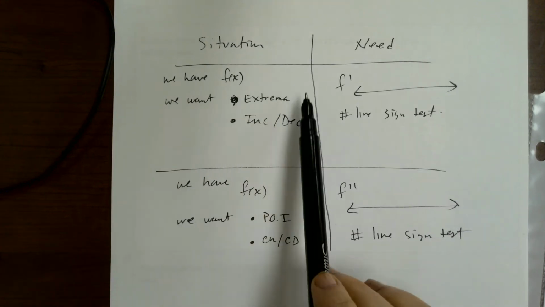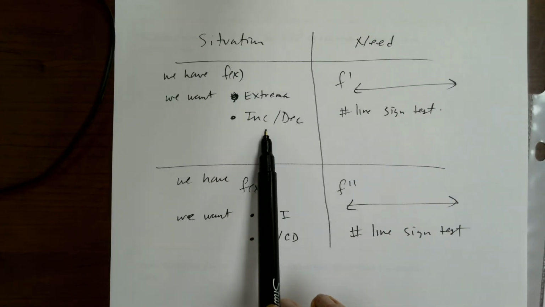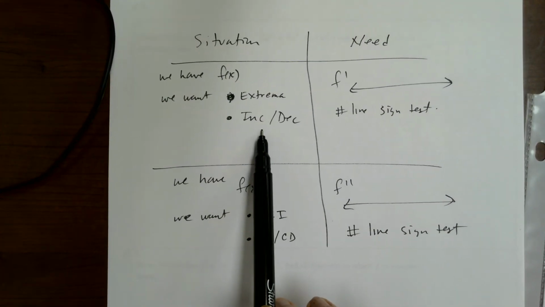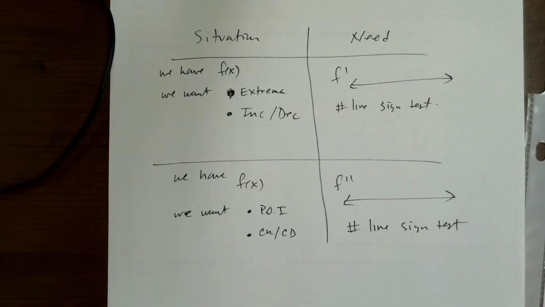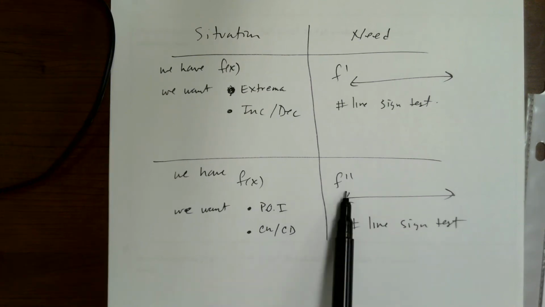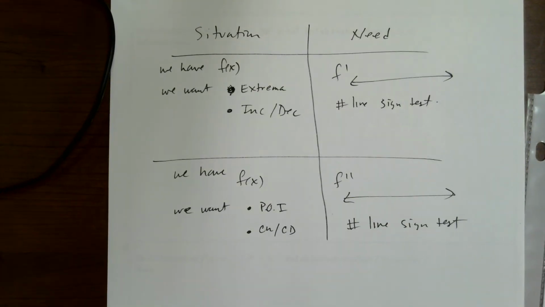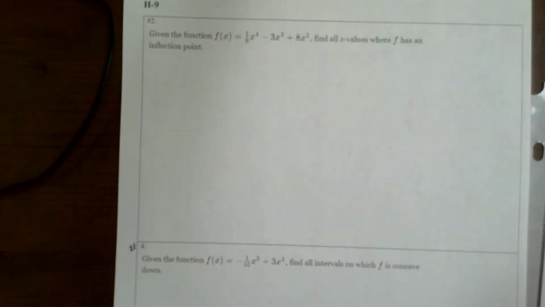If you know f and you're looking for extrema or intervals of increase or decrease, you need an f prime number line sign test. But if you're asking for points of inflection or concave up or concave down, that's when you want to think of f double prime. Okay. So I'll try to go fast, guys.